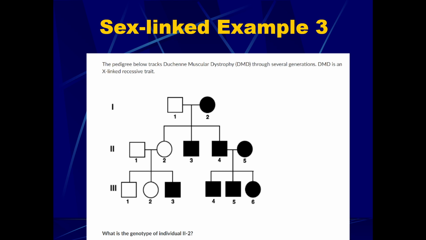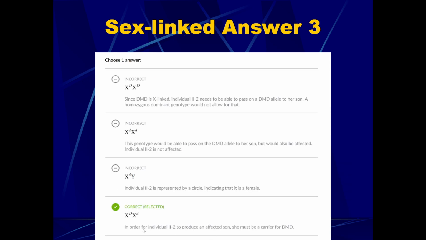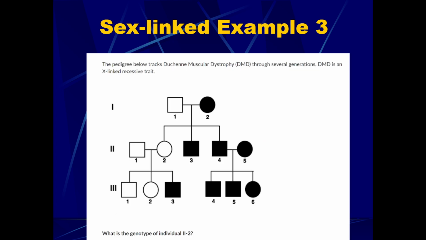If the trait is X-linked recessive, and here they're shading in those who have the trait, then this individual would have had to inherit an affected X from their mother, but the other from their father is unaffected. So it is likely that they are a heterozygote for this X-linked recessive disorder. For them to produce an affected son, she'd have to be a carrier. We're also garnering information from generation 3, where we see as one of her offspring an affected male.